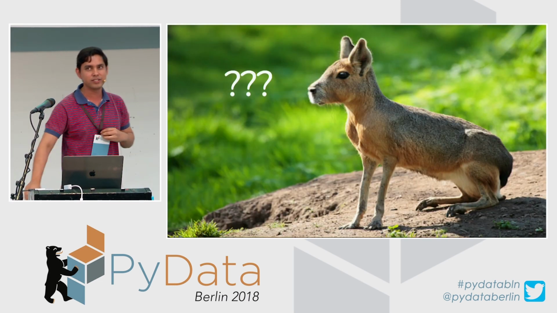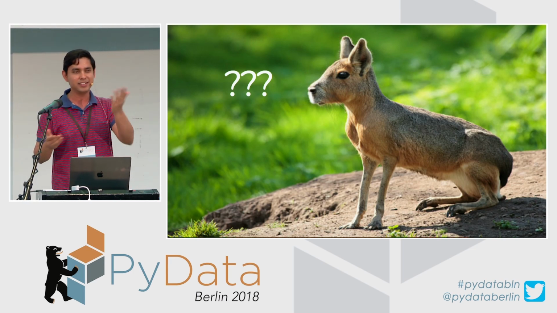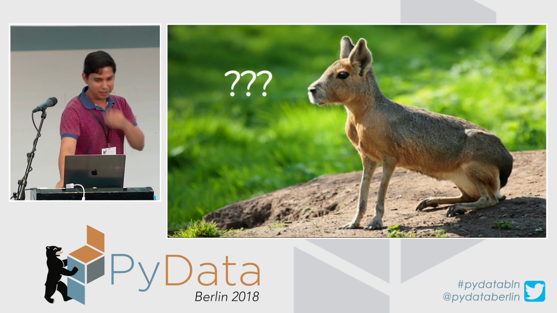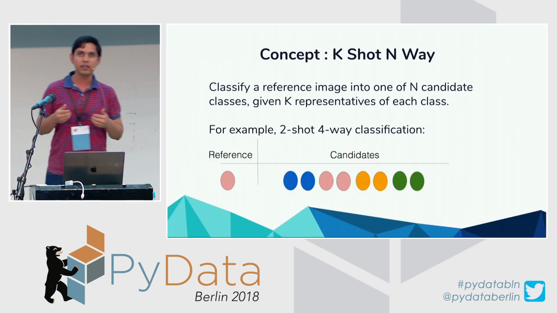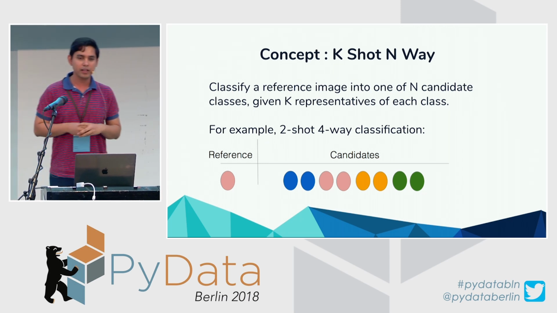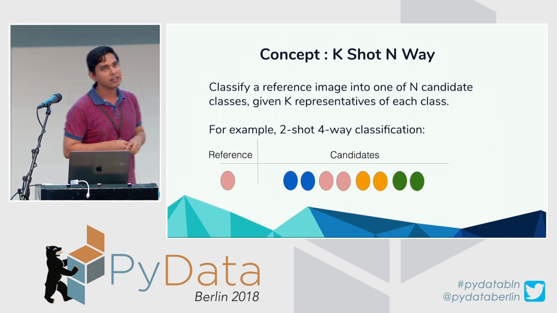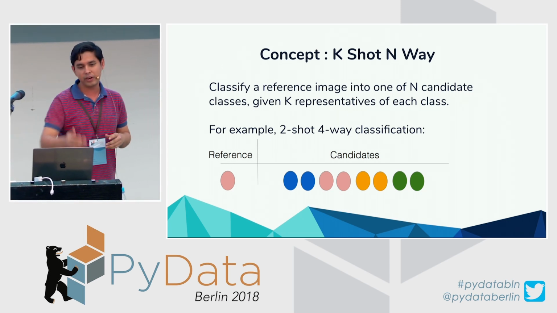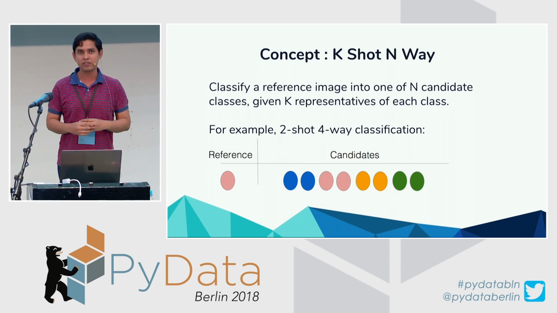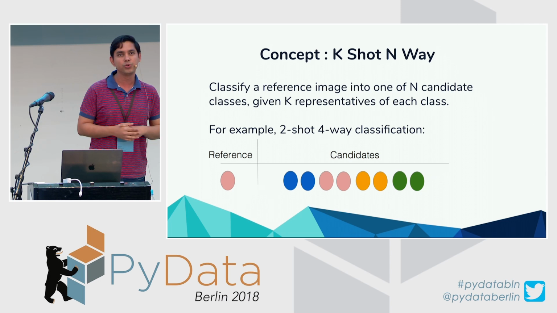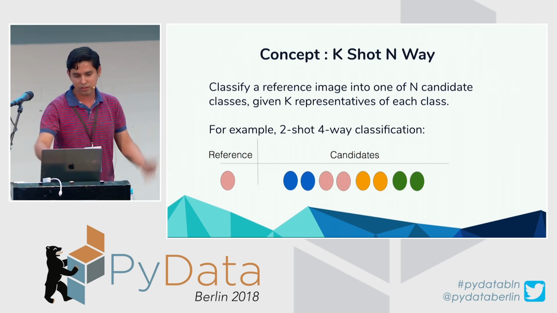But the next one, let's see. What is this one? See, very nice. It's a Patagonian mara, and see, the humans are performing really well. So the concepts. Next. K-shot N-way. This is a very basic concept in few-shot learning. N is the number of classes that you can predict from. K is the number of instances that you're shown. So for example, in 2-shot four-way classification, you have 4 classes of colors, and for each color, you have got 2 instances. And from this, the machine needs to learn which color the reference image is from.